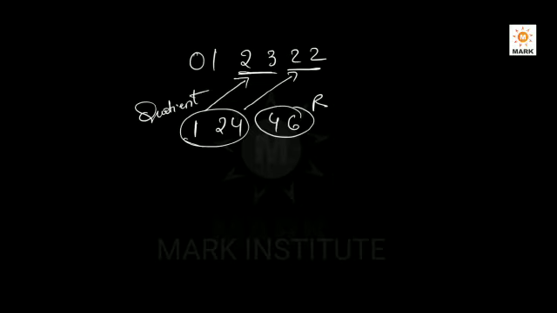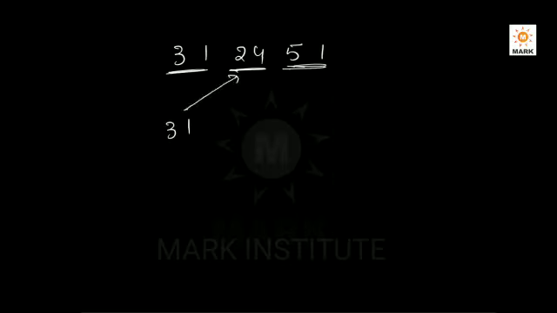124 is the quotient. Now again, 312451 is the number given. I am making it into 2-digit units. 51 is a unit, 24 is a unit, 31 is a unit. I am writing 31 as it is. 31 plus 24 is 55. 55 plus 51 is 106.